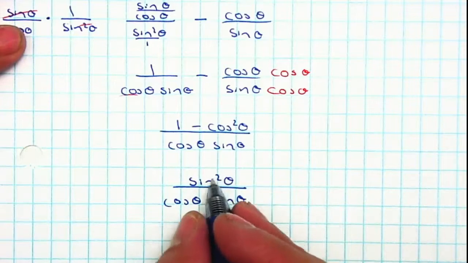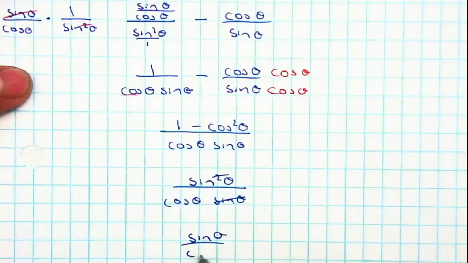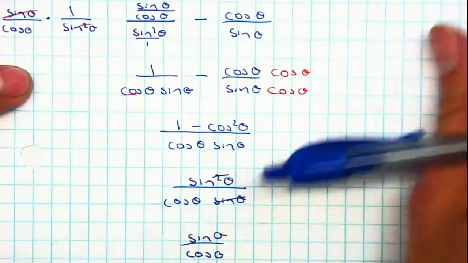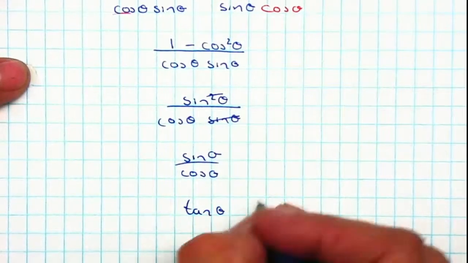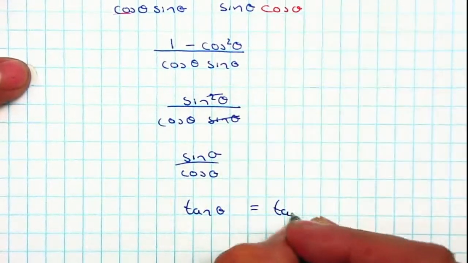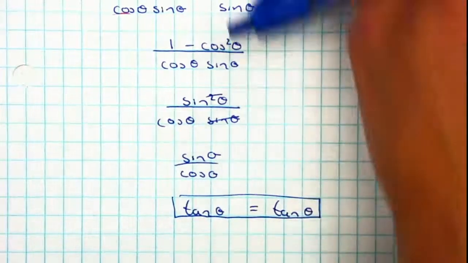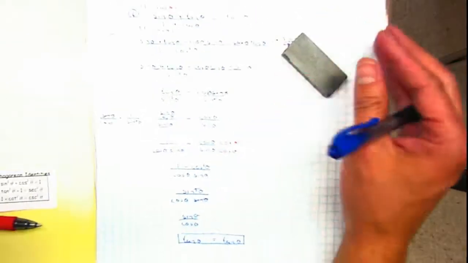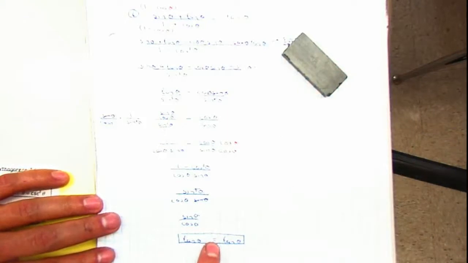Since sine squared is sine times sine, one of the sines cancels. I'm just going to end up with sine theta over cosine theta, which is equivalent to tangent theta. And then we bring it down, and we prove, or we verify, the identity. I know it's a little longer process, but if you just follow each of the steps, you should be able to verify it.